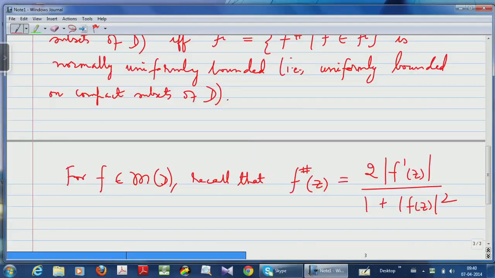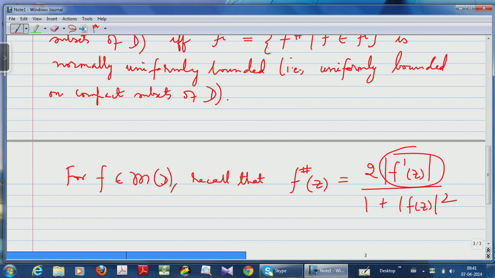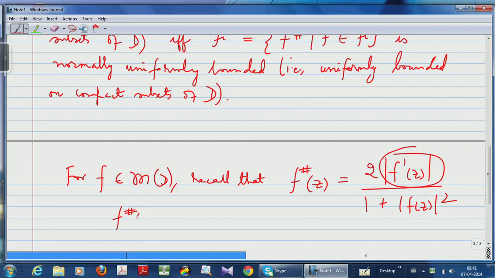But anyway, what you see from here is that, because there is this mod f dash term here, if you are looking at a family of analytic functions whose derivatives are normally uniformly bounded, then these numerators are normally uniformly bounded, okay. But then I can forget the factor 1 plus mod f z squared in the denominator, because that is a factor greater than or equal to 1, and its reciprocal is less than or equal to 1. So actually, I can write f hash of z is less than or equal to 2 mod f dash of z. This makes sense, because I can forget the denominator.